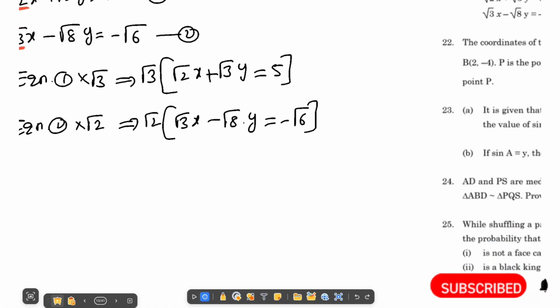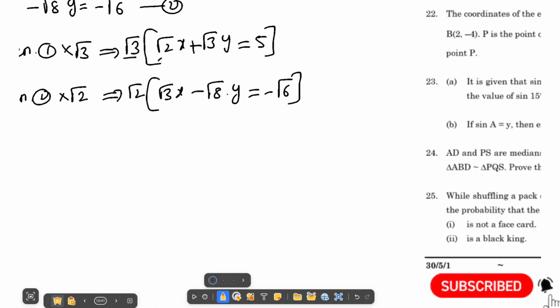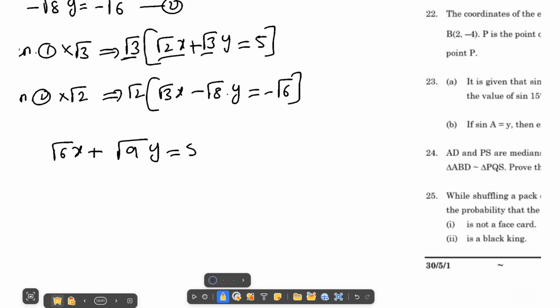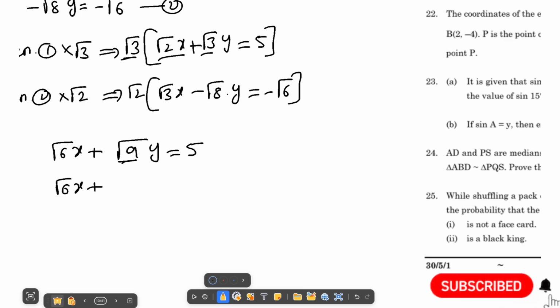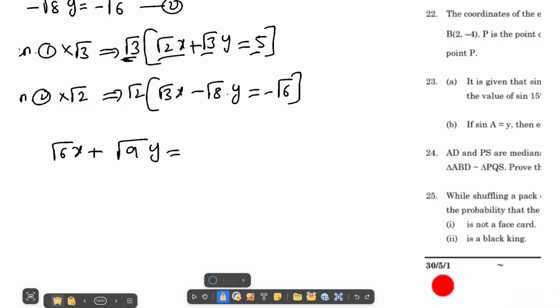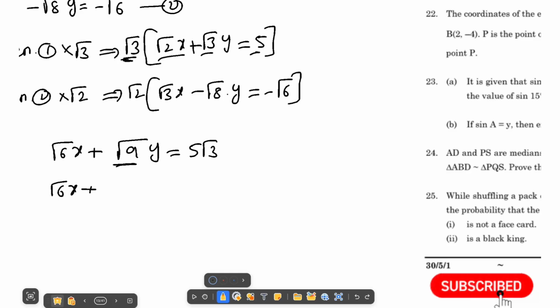So let's multiply here. Here root 3 into root 2x is equals to root 6x plus root 3 into root 3, root 9y equals to 5. We have to multiply root 3 with 5 also, right? Yes, root 3 into 5, 5 root 3. So root 6x plus root 9 is 3, so 3y is equals to 5 root 3. Let this equation 3.